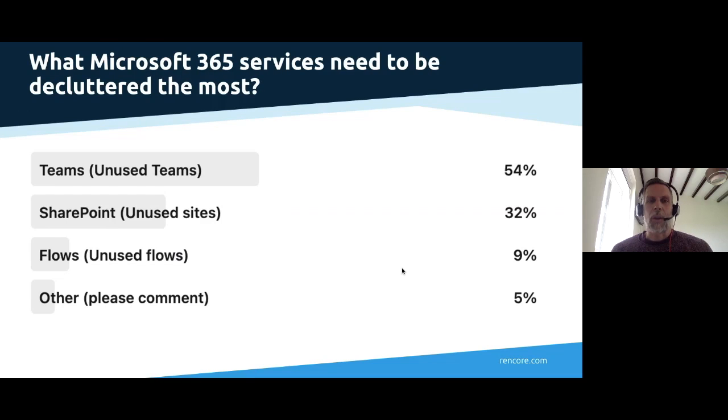So what did we do? We did a quick poll on LinkedIn to ask what Microsoft 365 services need to be decluttered the most. Unsurprisingly, a lot of the participants answered Teams. Why is that? Probably because of COVID. Everyone wants to work from home or needs to work from home. Teams is followed by SharePoint, unused sites, flows, and then some people stated some other things.